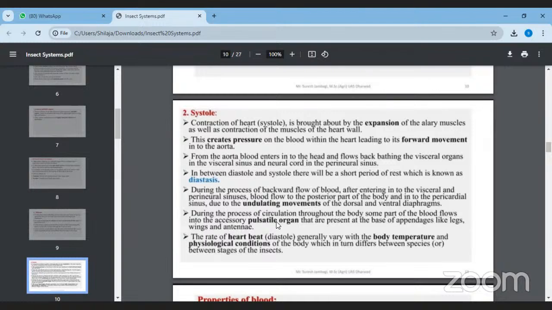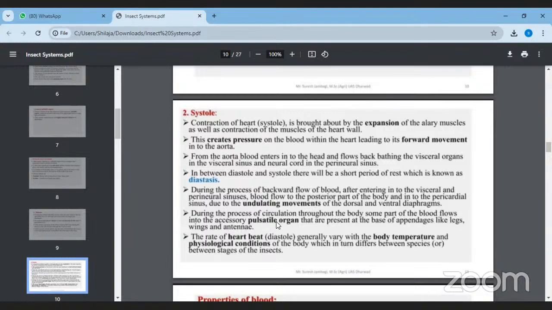Actually, when we talk about the frequency of the heartbeat, it varies in insects from 14 beats per minute, like in the larval stage, or it may increase to 150 beats in the fly stage, like in an adult. So we cannot say that it is stagnant everywhere.